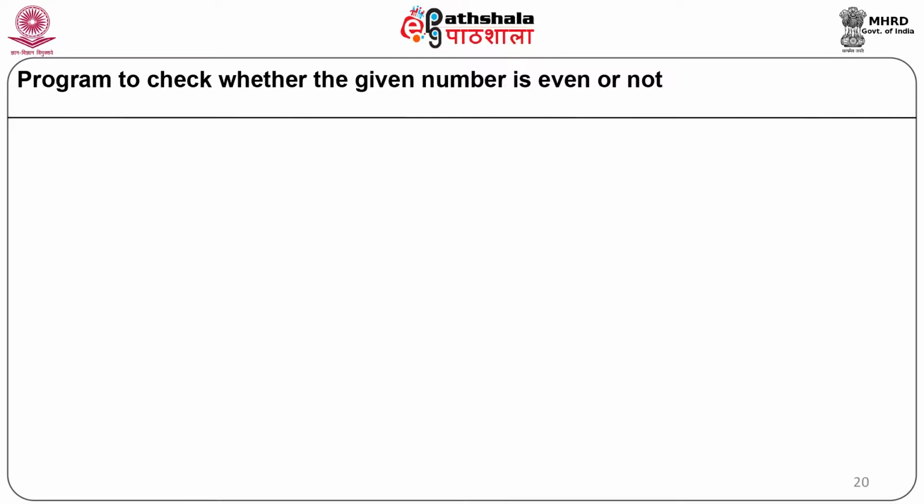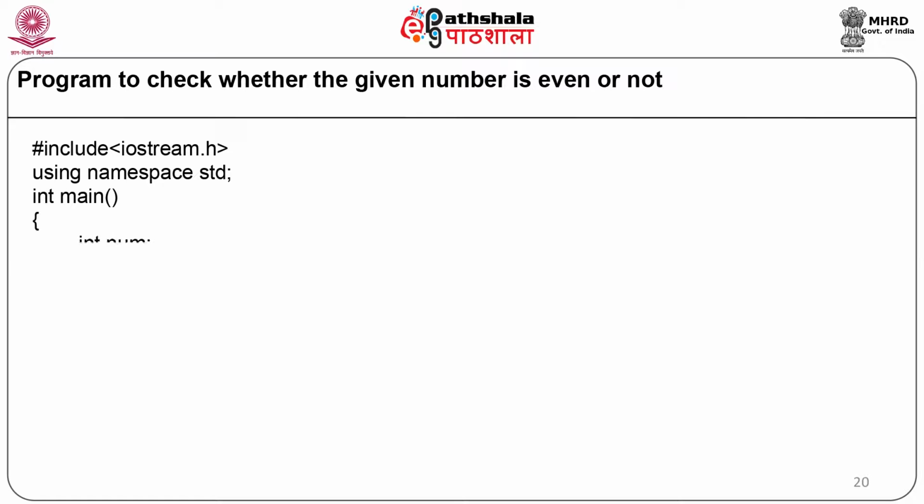Now, let us see one more program to check whether the given number is even or not. We will start with the program: #include <iostream.h>, using namespace std. Then int main, the start of the main function. Here we will declare one variable as integer num. We will display the message to the user as cout "Enter a number". We will take the input from the user as cin >> num.